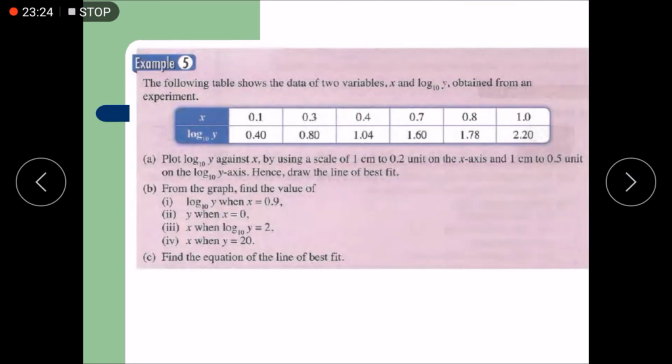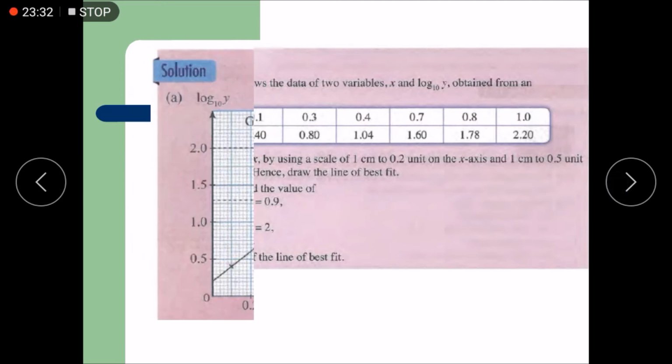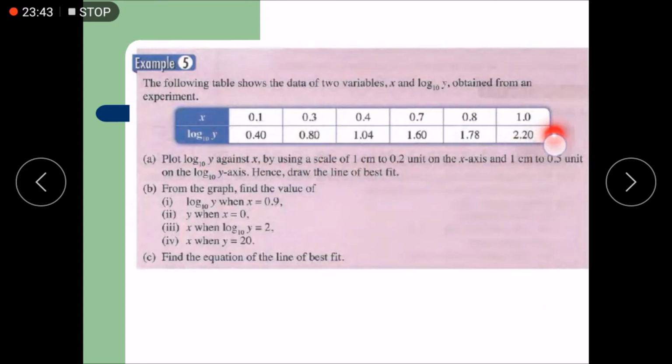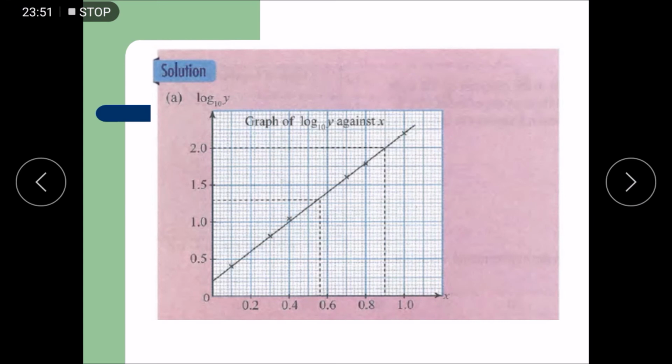Next, I also got from your textbook an example where you draw the graph and then we find values. This one I do not want to teach you how to draw the graph. I believe you know how to draw the graph. So you have a graph of log y against x, and they give you the scale. You just draw and make sure it's a line of best fit. We have 6 points. There is only 1 point that is not evenly distributed, so this point can be down or up. It's okay, as long as you touch most of the points.